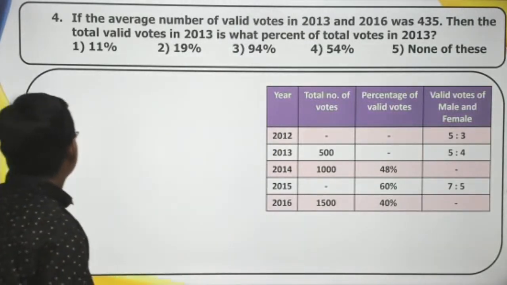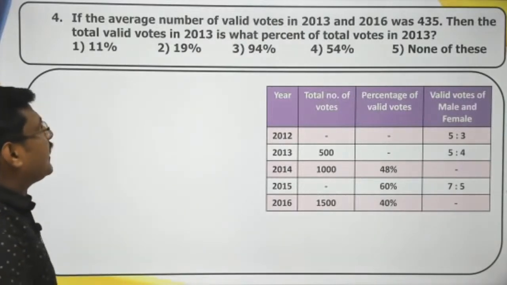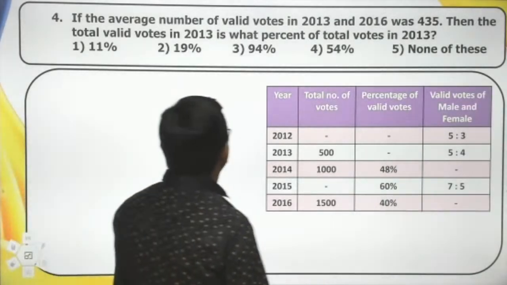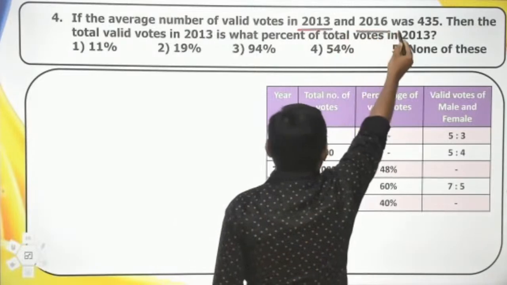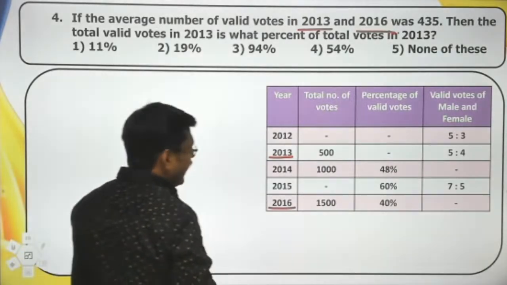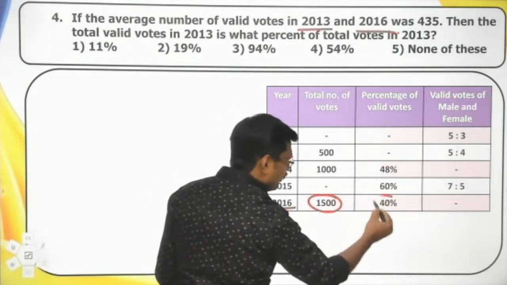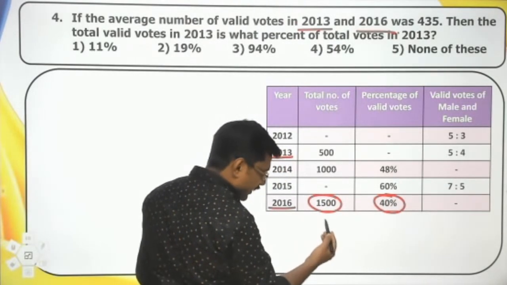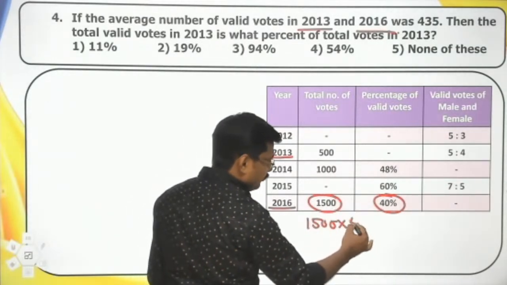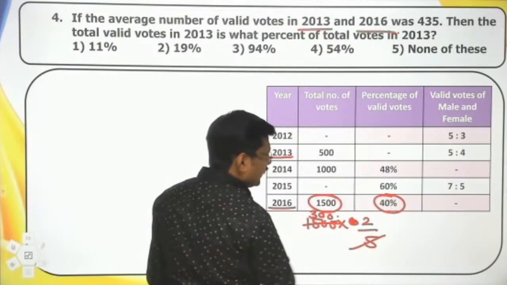Listen carefully. Question number 4. If the average number of valid votes in 2013 and 2016 was 435, we can find the valid votes for 2016. This is 1500, and 40% of 1500 we will get as the valid vote, right? So 40% we know is 2 by 5, correct? So 5 into 302, that will be 600.